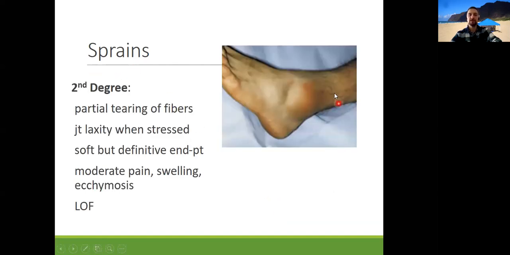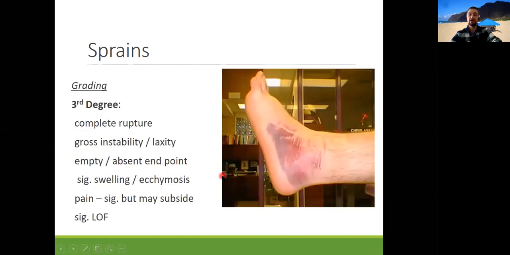With a second degree sprain, here we see a lateral ankle sprain with some edema and effusion. The end feel is soft because they have increased laxity, right? Because of the partial tear of the fibers. So they still might have an endpoint, but instead of being firm, it feels softer. And then with a grade 3 complete tear, so now when you stress those ligaments, they'll feel empty, right? Because if the ligament is torn, there's nothing to stabilize the joint when you move it to its end range of motion. When you stretch it completely, this will feel empty because the ligament is torn, right? So we call that instability or laxity.